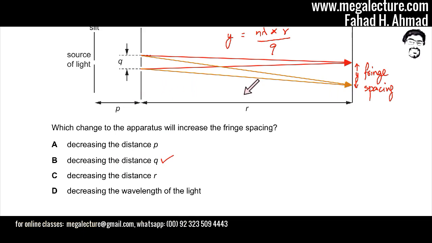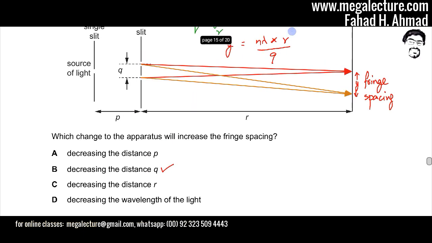Decreasing the distance R: Y is directly proportional to R, so if you decrease R, the fringe spacing would decrease as well. So bringing the screen closer, the fringes would be closer together. So that is not going to work. And decreasing the wavelength of the light: it's directly proportional to lambda, so if you increase lambda, then fringe spacing would increase. So decreasing wavelength is also not an option. So the correct option for this question is going to be option B.